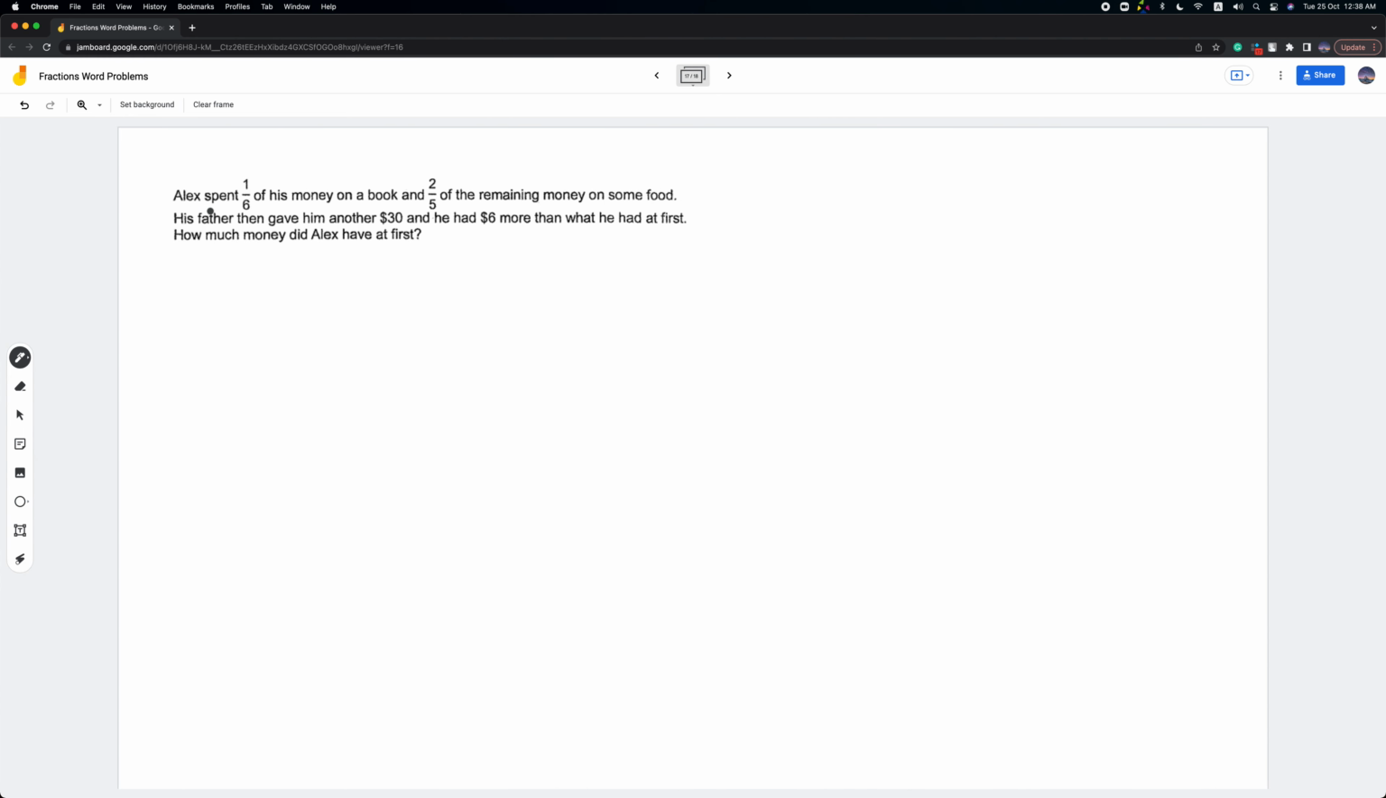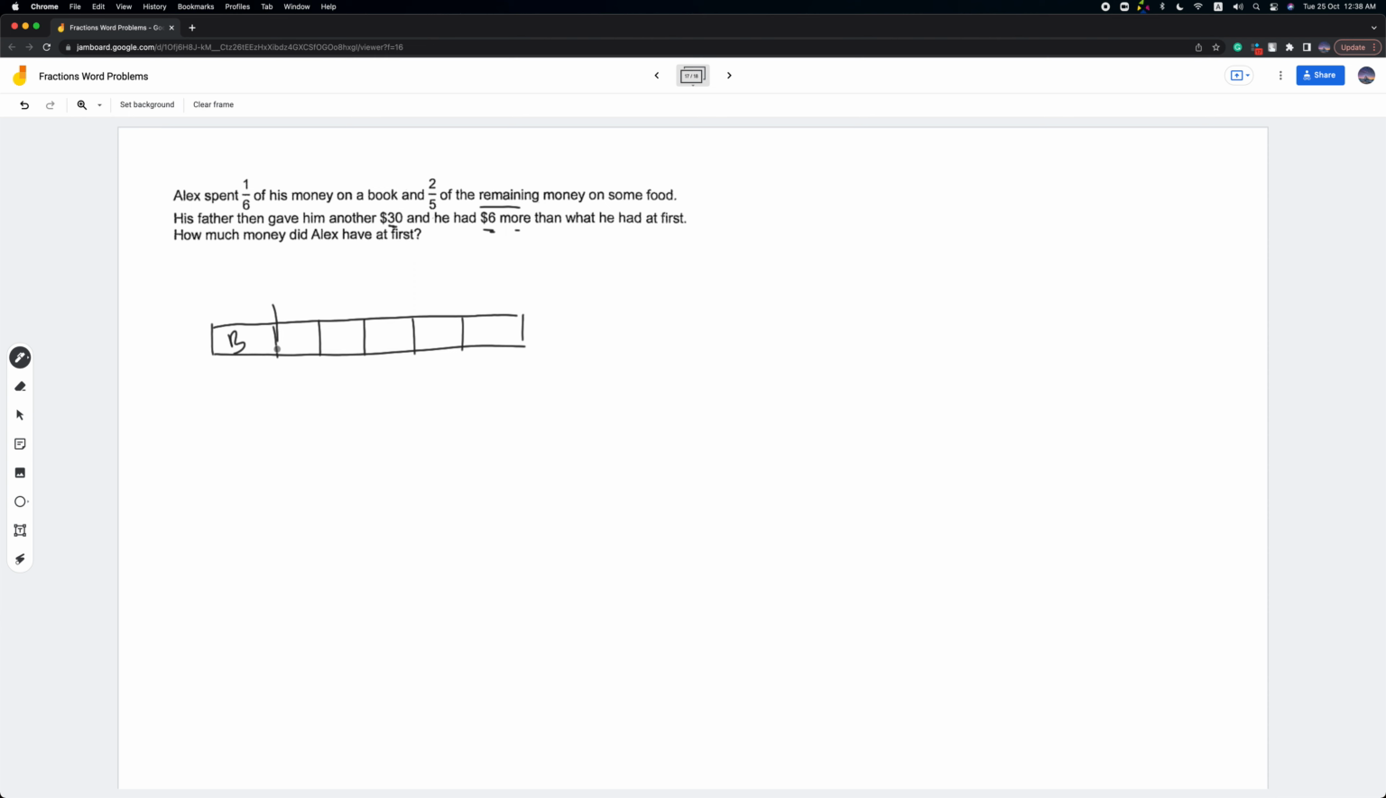And the last question for fractions, or rather word problem involving fraction. Alex spent 1/6 of his money on a book, 2/5 of the remainder on some food. His father then gave him another $30 and he has $6 more than what he had at first. How much money did Alex have at first? Again, we saw a remainder question. What we do is we ignore the remainder. So we cut it into 6 parts first. 1, 2, 3, 4, 5, 6. And 1 part is on book.